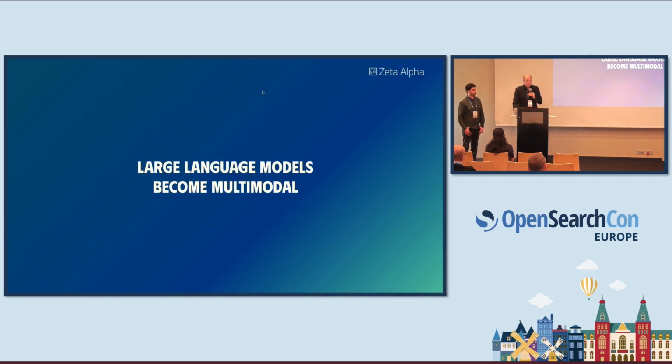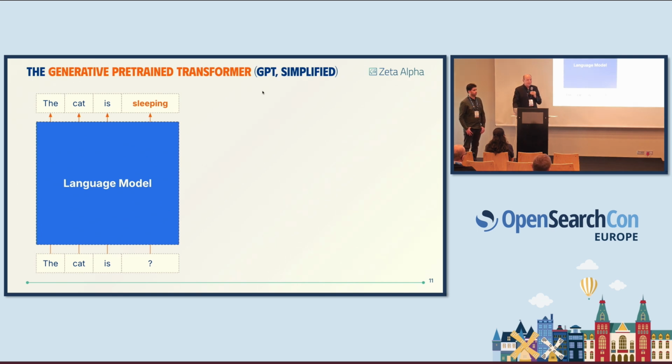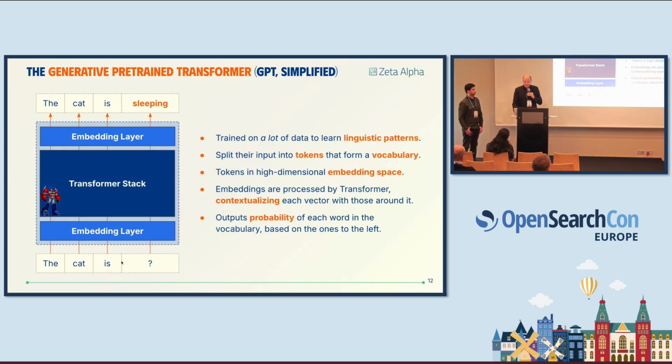So beyond CLIP, large language models have really become multimodal in recent years. If you look at the architecture of large language models, something like GPT, the single modality models like GPT are trained to predict the next word based on a sequence of language tokens, and it's trained to generalize on very large amounts of data to extract the semantic underlying structure of the language.